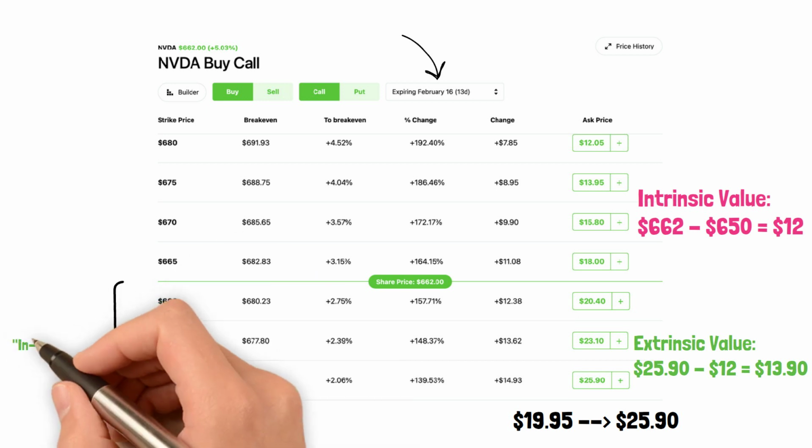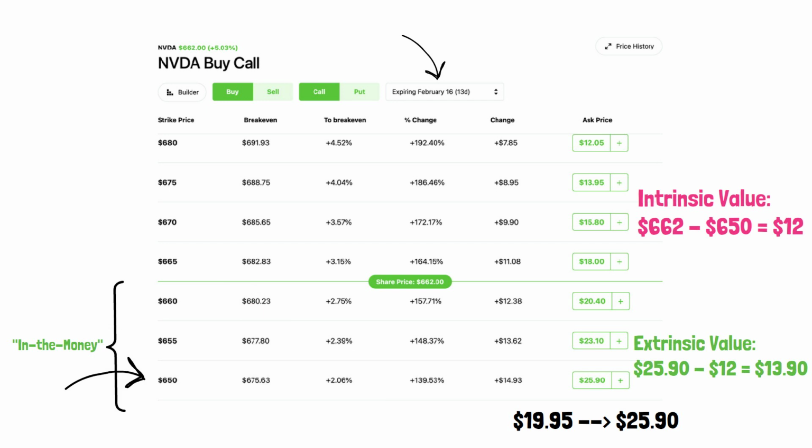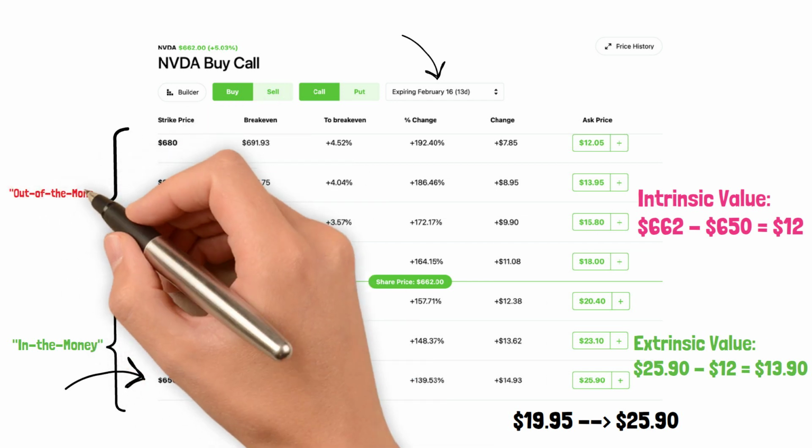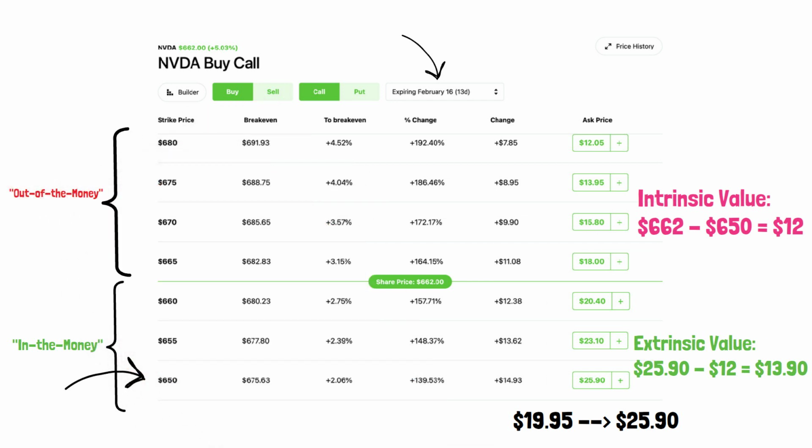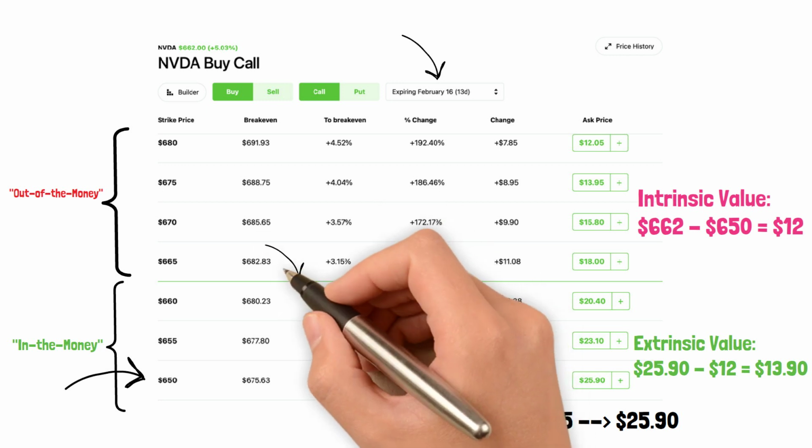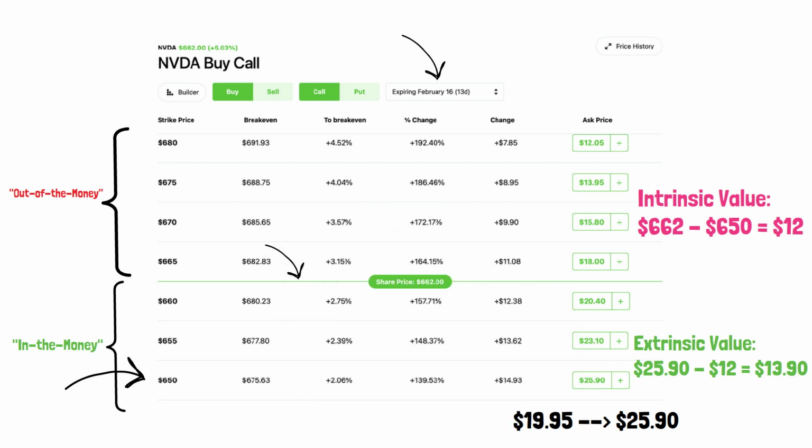Also, you may hear the terms in the money or out of the money. If an options contract has intrinsic value, it is in the money. If it doesn't, then it is out of the money. Any of these call options contracts under this green line are considered in the money, while everything above the green line are considered out of the money.